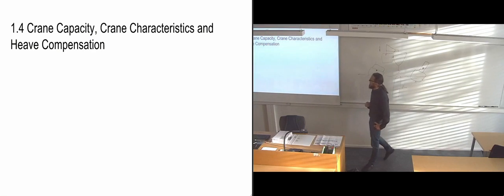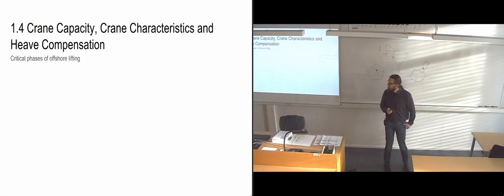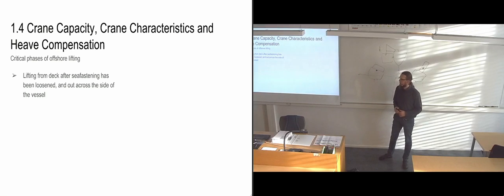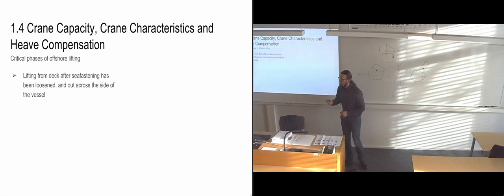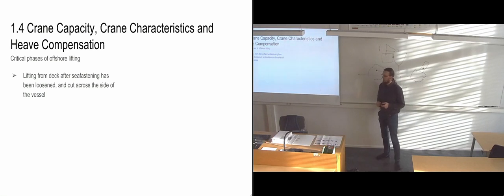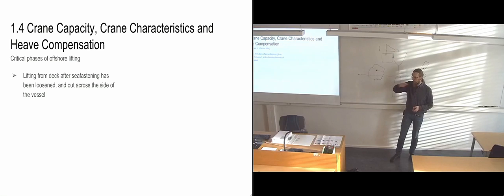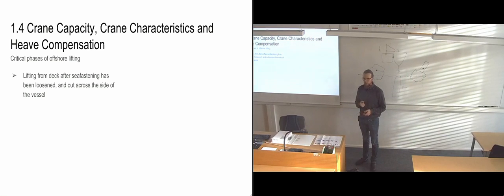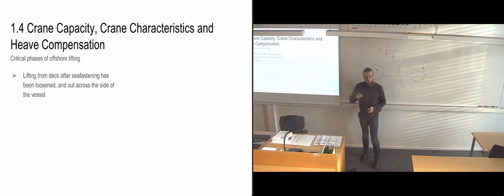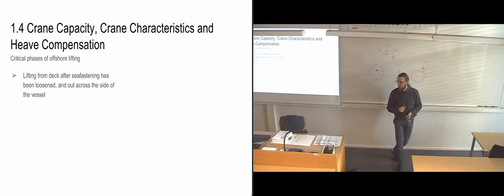Then we're going to look at crane capacity, crane characteristics, and heave compensation. So the critical phases during an offshore lift: that is when we are lifting from deck after sea fastening has been loosened and out across the side of the vessel. Sea fastening is sometimes shaped more like clamps, where you're basically just clamping down the equipment to the deck, so that you have pre-made holes where you can put these clamps in place. It could be just regular straps, where you're strapping it into place. It depends a bit on how heavy the equipment is. But for really heavy equipment, what's usually done is that the equipment is welded directly to the deck, so that you get a weld seam that's actually holding it in place. So in order to loosen the sea fastening, they basically have to cut away the weld before they can lift it from deck.